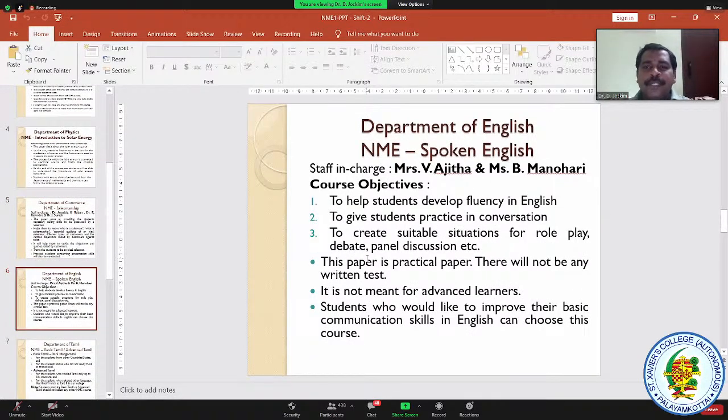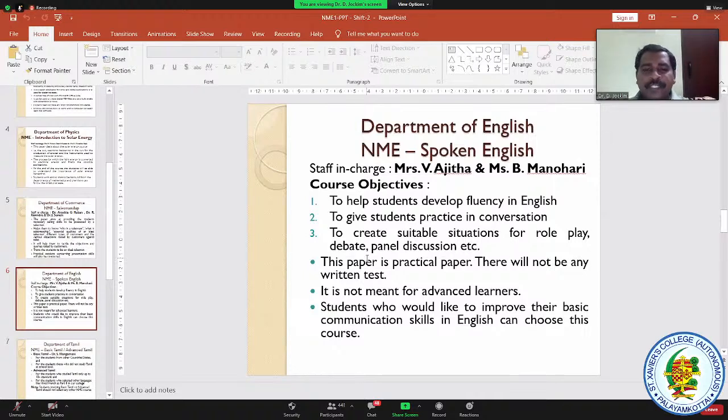So the next one is Department of English, offers Spoken English. The staff in charge are Mrs. V. Ajita and Professor B. Manohari. This paper helps the students develop fluency in English, and also it gives students practice in conversation. Day-to-day conversation skills will be improved a lot at the end of the course. And also it creates suitable situations for role play, debate, panel discussion, etc.